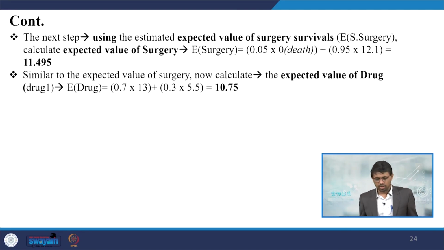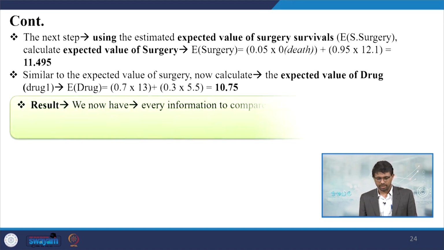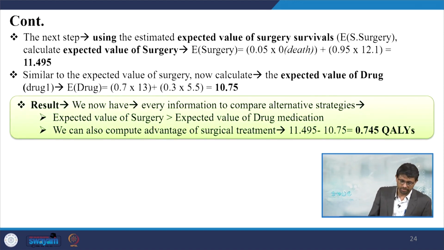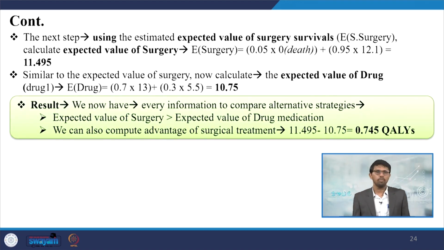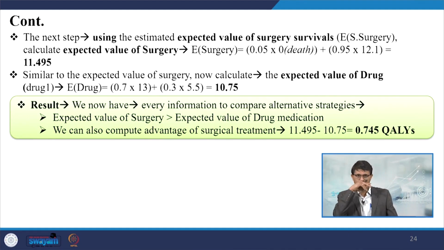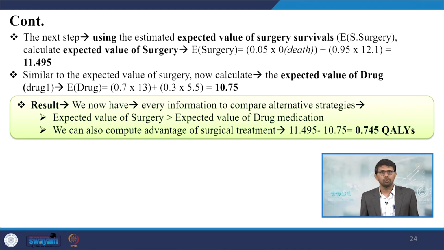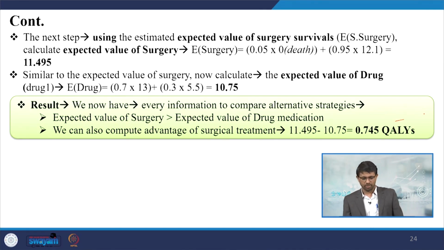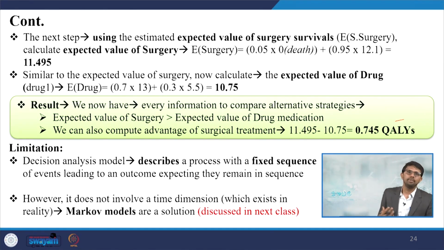Similar to the expected surgery, now calculate the expected value of drug. So, we are actually getting a reverse approach. We are starting from the right till the left and finding out all their expected values. So, what we interpret at this moment is that the expected value of surgery is greater than that of the expected value of drug medication, and we can also compute the advantage of surgical treatment. You can just compare these two expected values and find out how many qualities are still gained because of surgery. However, there are limitations.